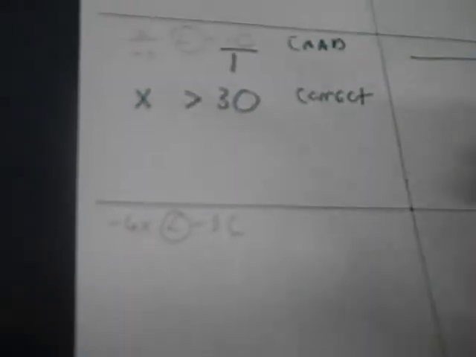So I'm good to graph it. The bar's not there, so don't fill it in. And it's greater than. So x can be any numbers greater than 30, but not equal 30. Heck, x can be 30.00001 as long as it's bigger than 30 whole. Okay.